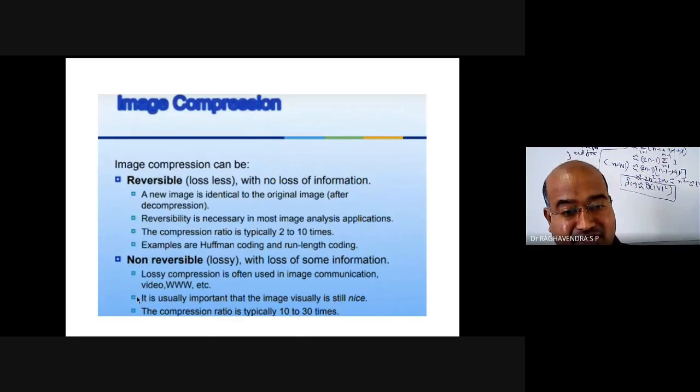The compression ratio is typically 10 to 30 times. On the other hand, if you consider reversible, it is 2 to 10 times. But in case of non-reversible, the compression rate is more.